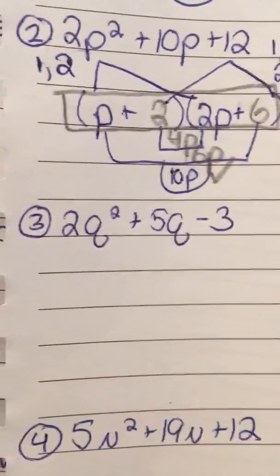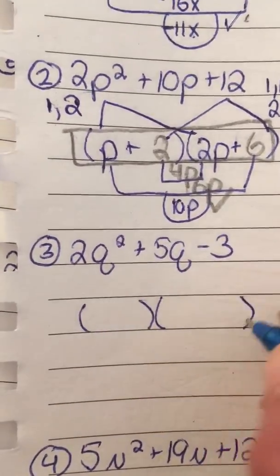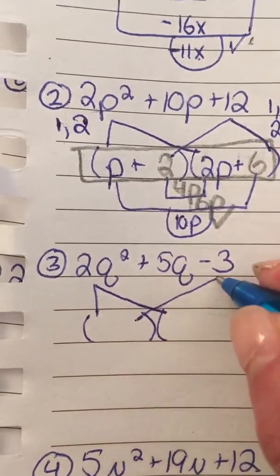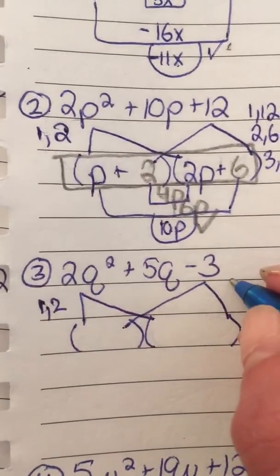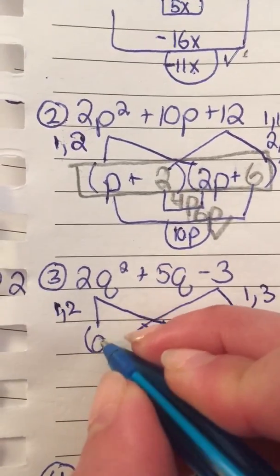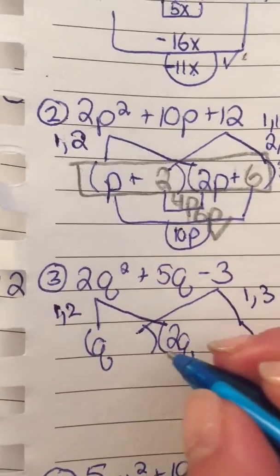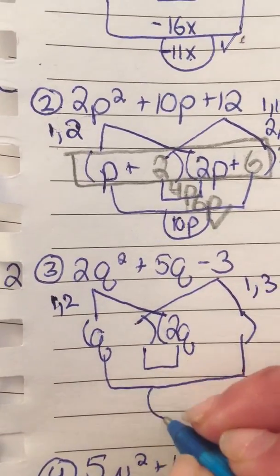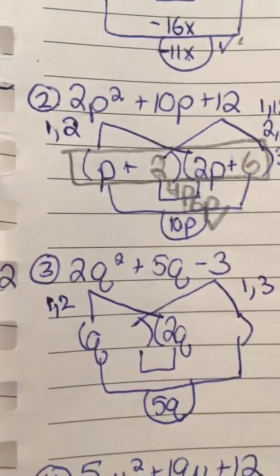Alright, so now, again, let's set up our parentheses. First need to multiply to 2q squared, last need to multiply to negative 3. Our factors are only 1 and 2 there. Our factors here are 1 and 3. So let's put 1q and 2q, because that will give us 2q squared. Just set up your inner and your outer. You know that they need to add in the middle to 5q.